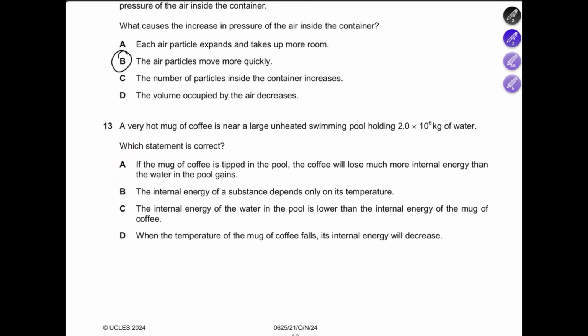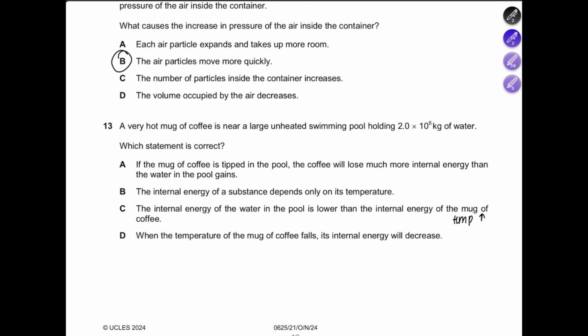The internal energy of a substance depends only on its temperature. No, it depends on the state of the substance, whether it's liquid or gas. So no, definitely not just temperature. C, the internal energy of the water in the pool is lower than the internal energy of the mug of coffee. Okay, so we know that the temperature is high for the mug. Temperature is high, so the internal energy should be greater.